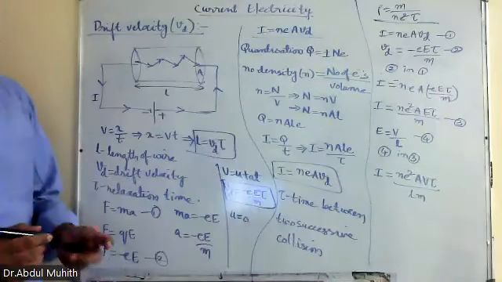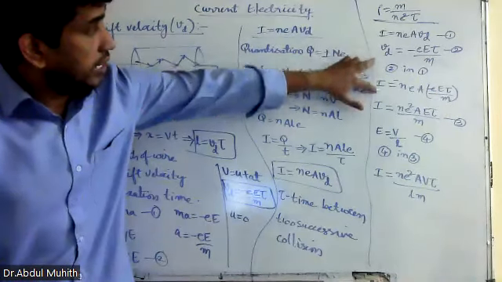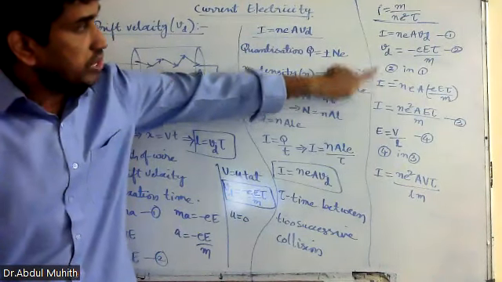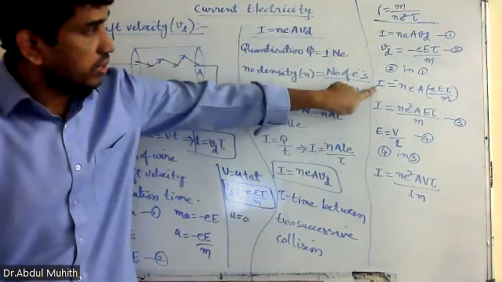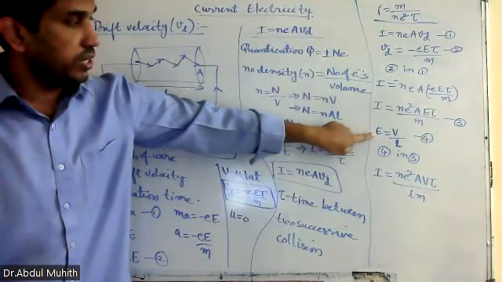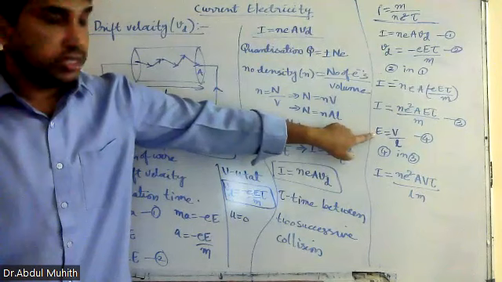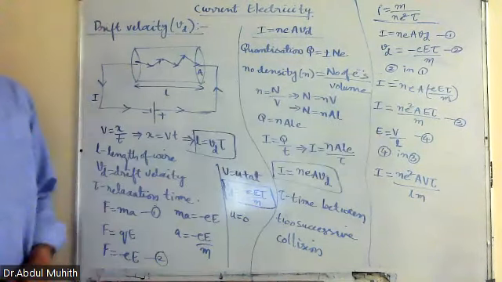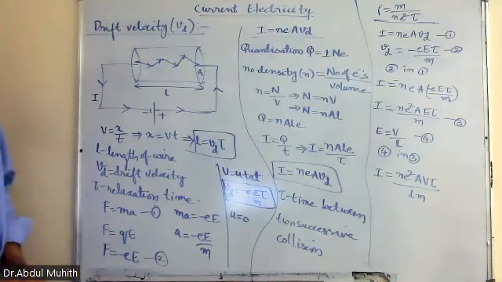Is this clear? See once again. This first and second, this is the first derivation, this is the second derivation answer. Now we substitute 2 in 1. We got this one, then we simplified. Then we got one more formula, the relation between V and E: E is equal to V by l. Now substitute back again into the equation. We got this one.